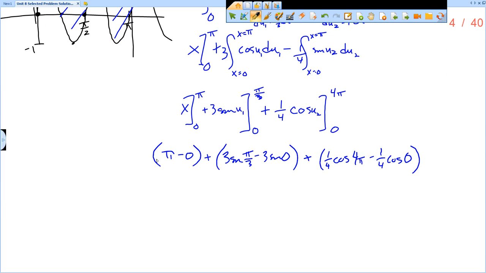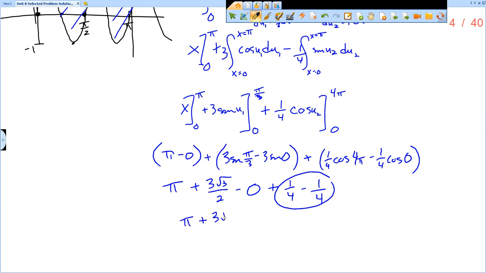All right. So now what do we have here? Well, this is pi, plus 3 times sine of pi over 3. Sine of pi over 3 is root 3 over 2, so this is 3 root 3 over 2, minus 3 times the sine of 0. The sine of 0 is 0, so minus 0, plus 1/4 cosine of 4 pi. Cosine of 4 pi is 1, so this becomes 1/4, minus 1/4 times cosine of 0. Cosine of 0 is 1, so this becomes 1/4. So those actually subtract out. And so I'm left with pi plus 3 root 3 over 2. And that is our answer for problem number 6.